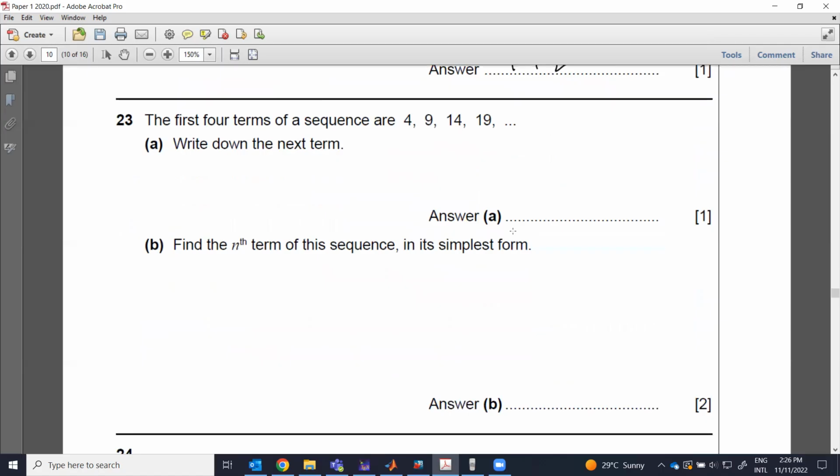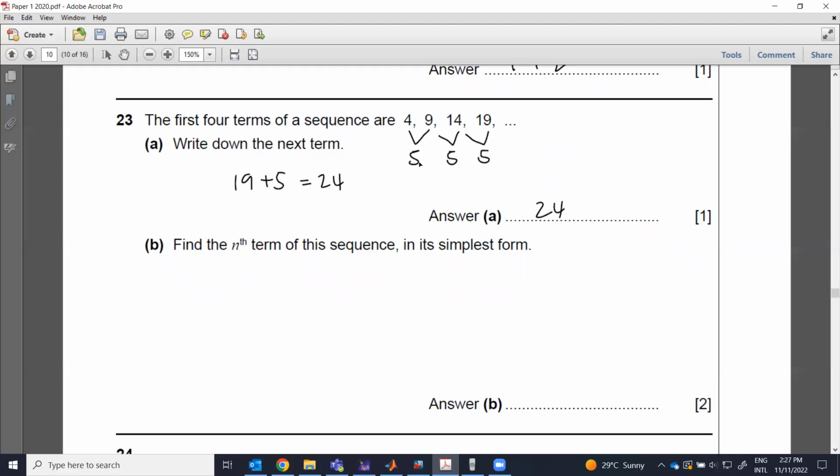Okay, number 23, the first 4 terms in a sequence are 4, 9, 14, and 19. Write down the next term. So we can work this out. The difference between these two, 9 minus 4 is 5. So I'm trying to find a pattern. 14 minus 9 is 5. 19 minus 14 is 5. So I can already guess to get the next number, I say 19 plus 5, which will give me 24. So the next number is 24.